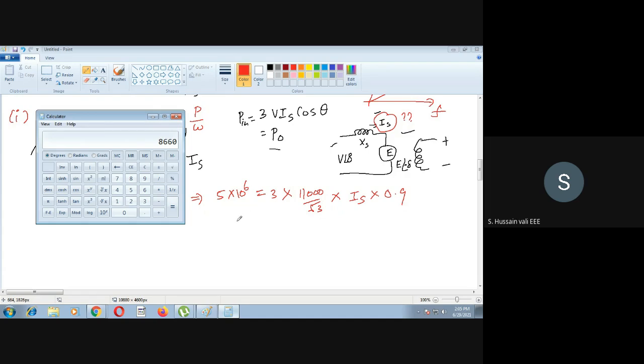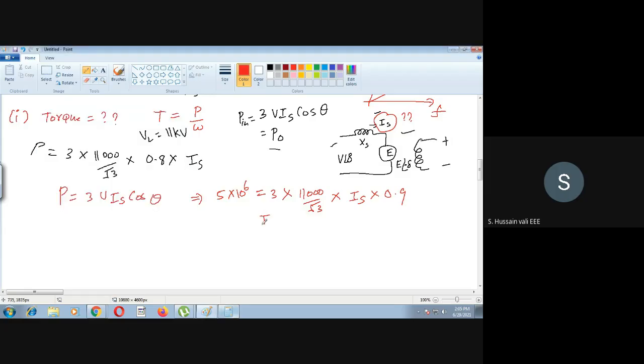1.732 divided by 3, divided by 11, divided by 0.9. So 291.58. So here I_s magnitude is 291.58. This is the I_s magnitude.